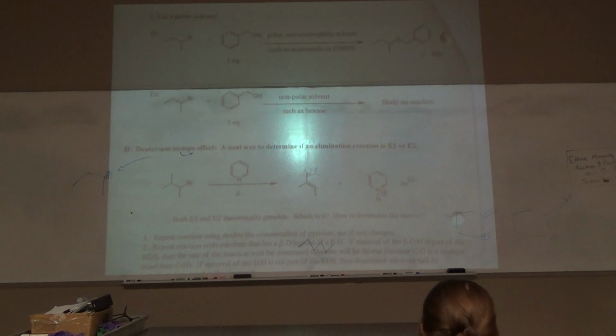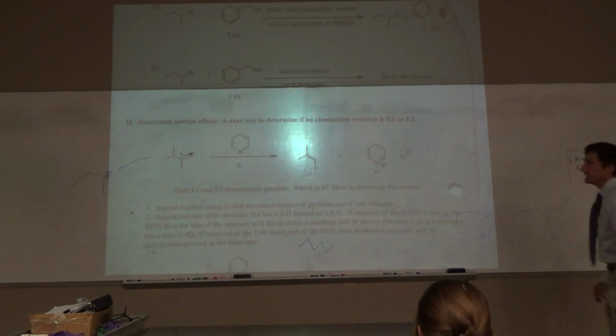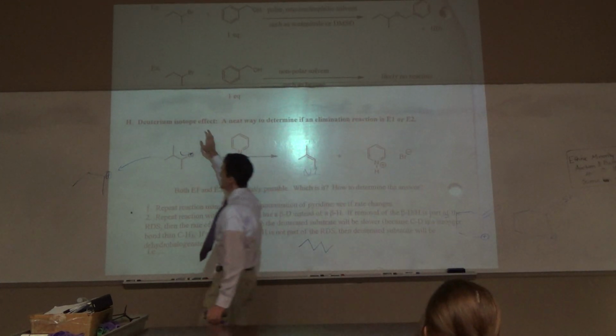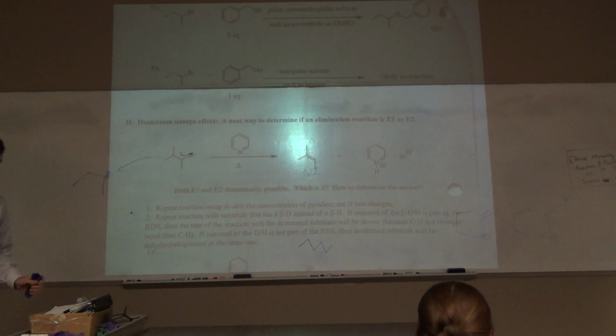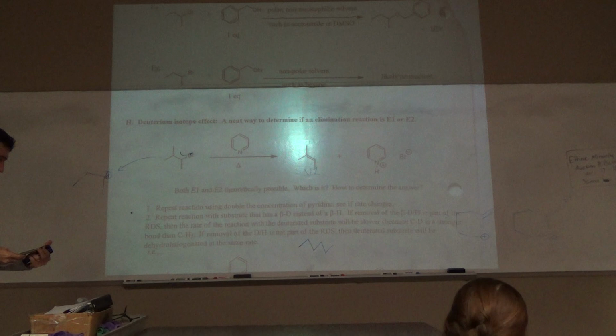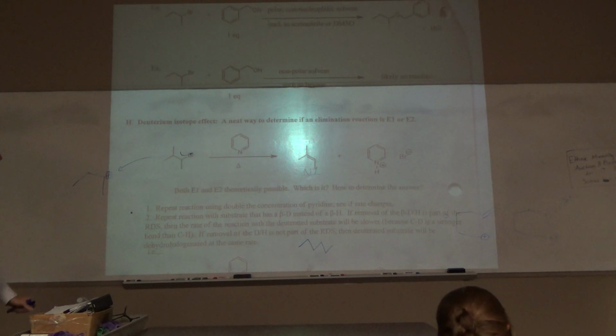You already knew that, though, right? Deuterium isotope effect. Moving on to the letter H. We'll probably not get into that, but let's see before we end here.